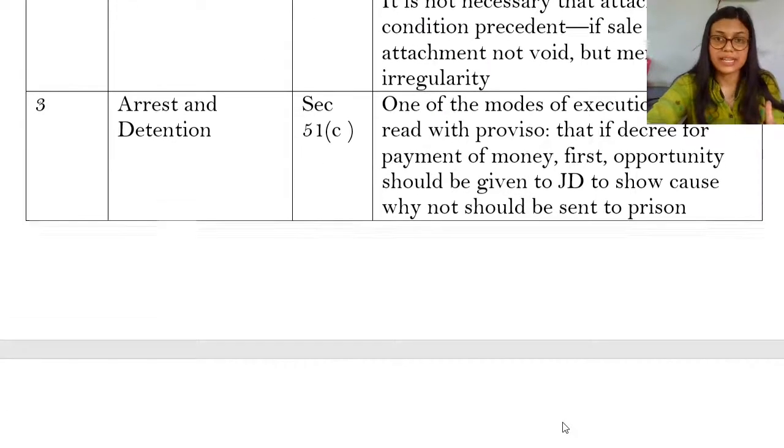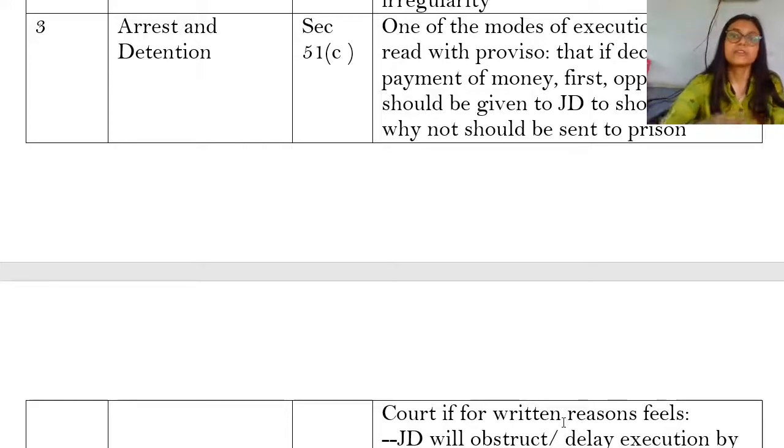Now another mode is arrest and detention. For example, if there was a decree for payment of money, and in that case you have applied for the mode of arrest and detention, first the court will give a notice to the judgment debtor to come and show cause why he should not be arrested, why he should not be sent to prison. If the court feels he is right, then they will not give you that mode of execution, or they will order his detention.